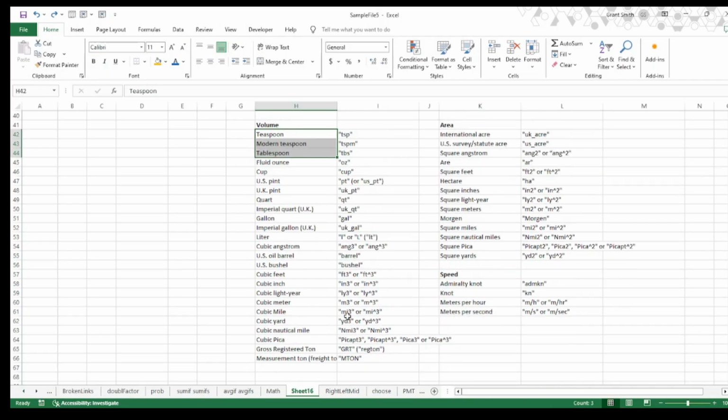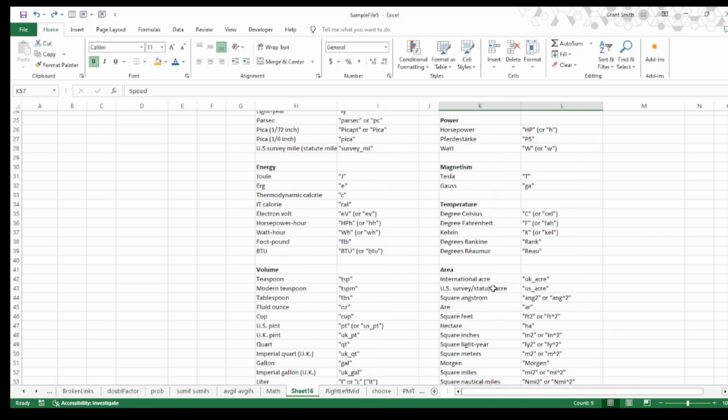You've got volume, so lots of different things for volume. And this includes things like cubics, so cubic inch, cubic foot. And then this also involves the UK and the US as well. And then you've got speed, so you can do knots, things like that, which is nice as well.